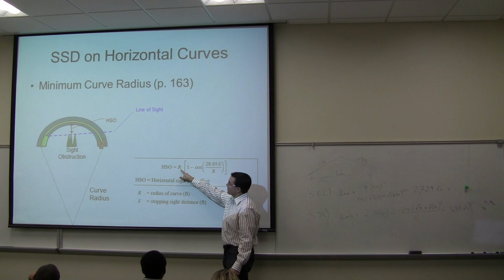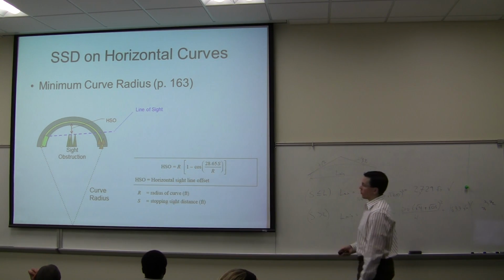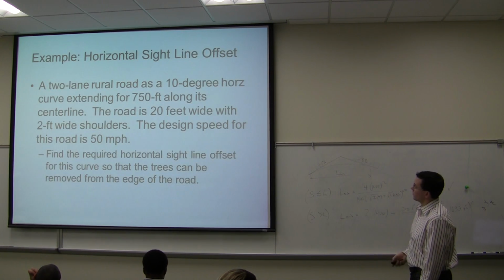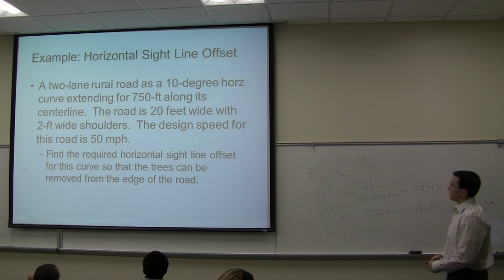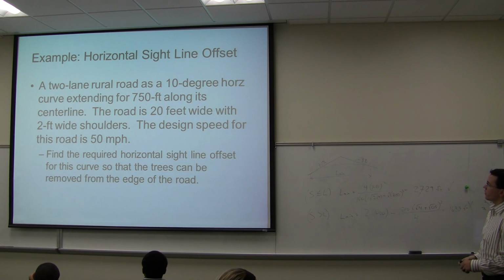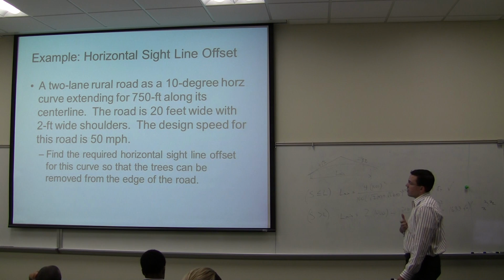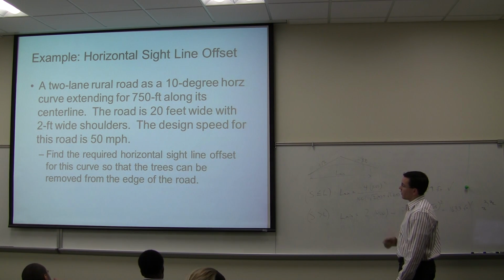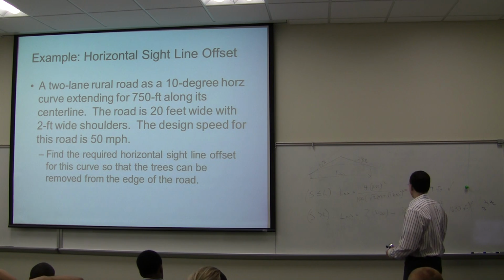So we've got the radius of the curve here, as well as the stopping sight distance around the curve. If we have our 2-lane road, again, that has the 10-degree horizontal curve for 750 feet along the center line. The road is 20 feet wide with 2-foot wide shoulders. The design speed for the road is 50 miles an hour. Find the required horizontal sight line offset for this curve so that the trees can be removed from the edge of the road.